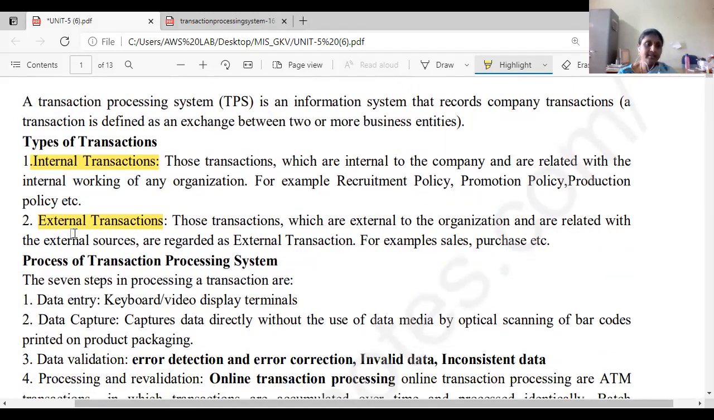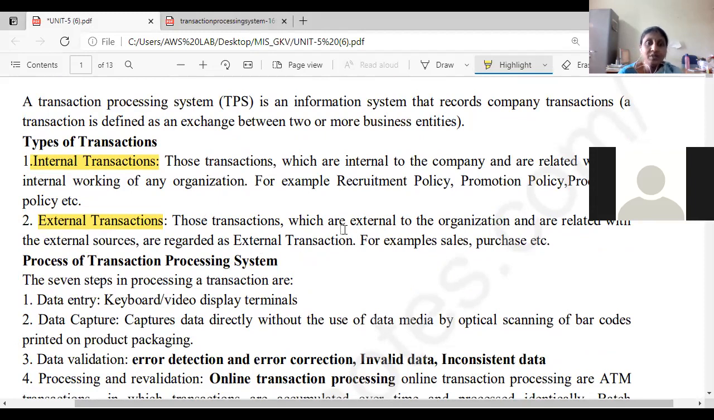Now moving to the second type, that is external transactions. Am I audible? Am I audible? Yes, ma'am. Okay, thank you.